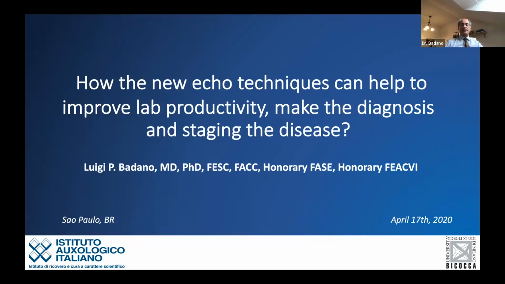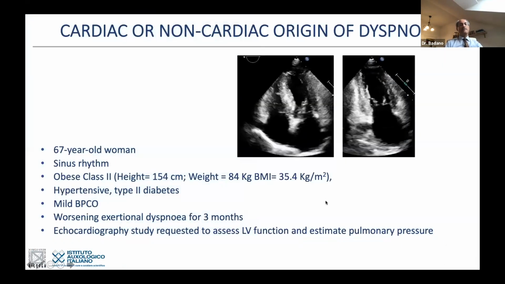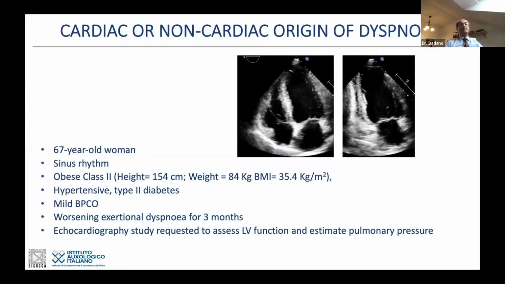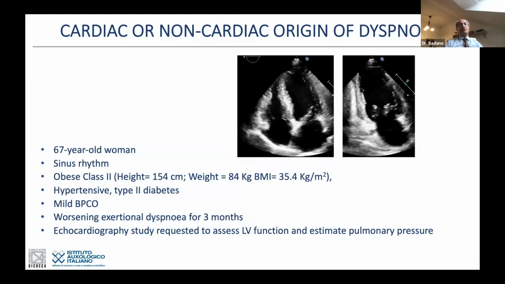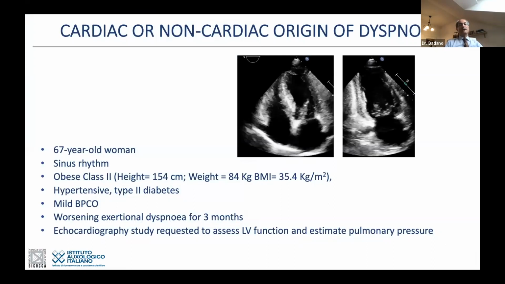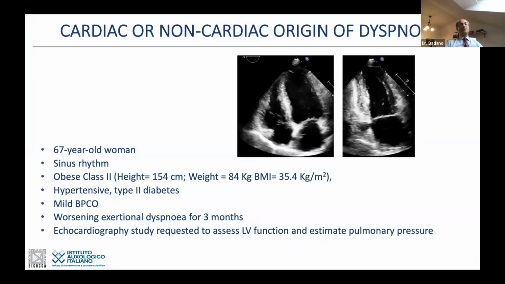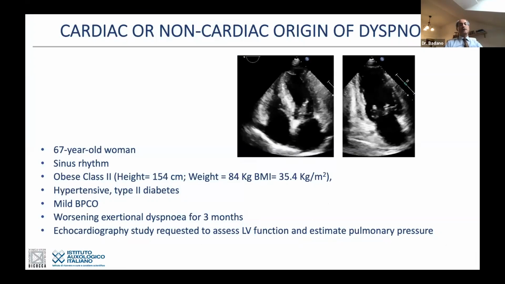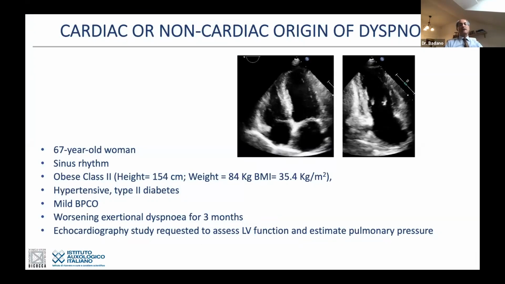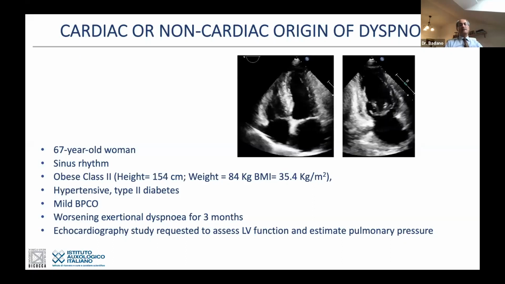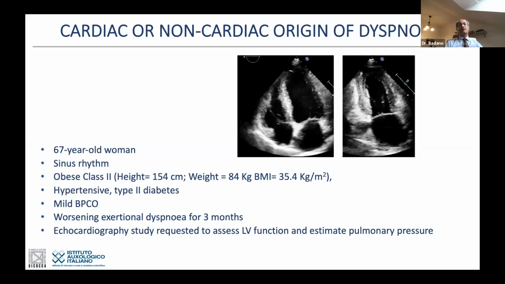The case is relatively simple. It's a 67-year-old woman. The ECG was normal with sinus rhythm, normal QRS. The patient is quite obese. She's quite short, 1.54 meters, but it's definitely obese with a body mass index of more than 35 kilograms per meter square.